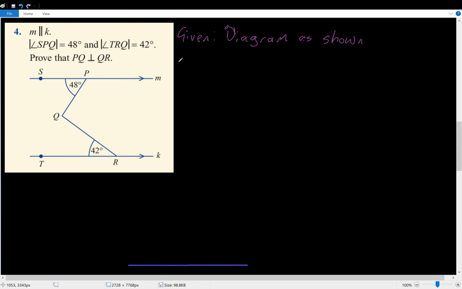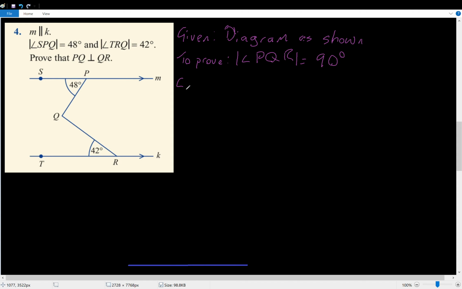Next up we've got our to prove. Now sometimes that'll just be restating what we're asked in the question, but sometimes it'll be slightly rephrasing it. And in this case we can actually rephrase it. If we're trying to prove that PQ is perpendicular to QR, then what we're trying to show is that the measure of angle PQR is equal to 90 degrees. That's what we're being asked to prove. That's what it means for two lines to be perpendicular, is for the angle between them to be 90 degrees.